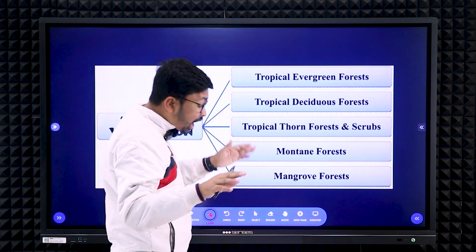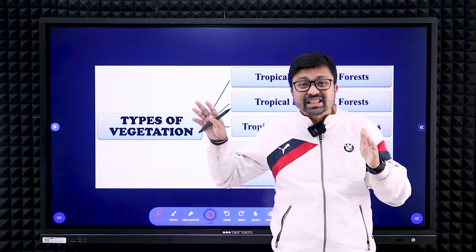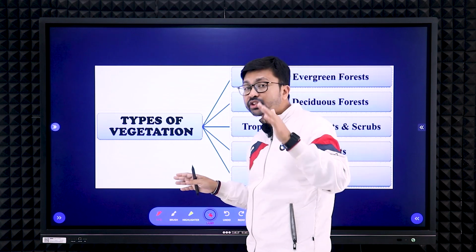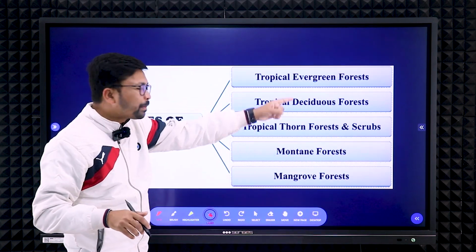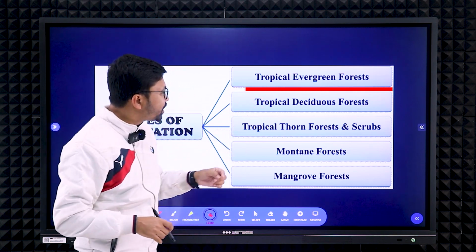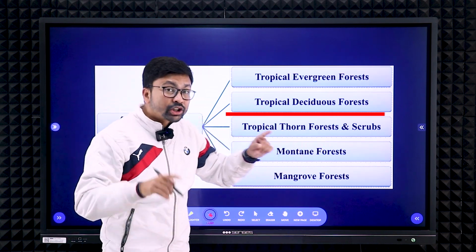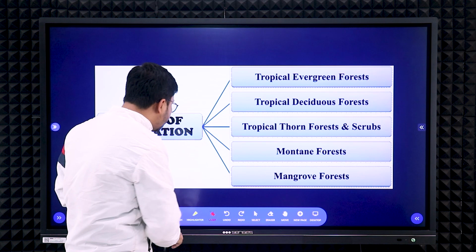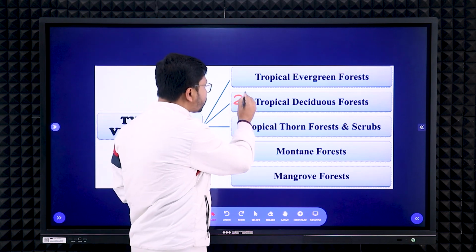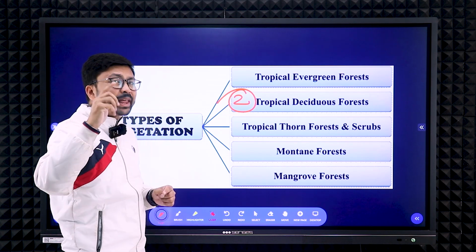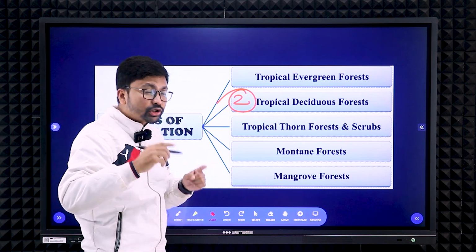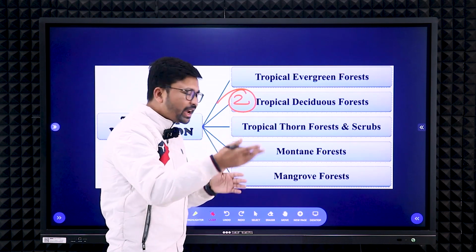Next is what? The types of vegetation. As I said, this is the very important part. Types of vegetation in India. We are getting mainly 5 types of vegetation. Tropical evergreen vegetation. Next, tropical deciduous. Tropical deciduous, as I said, is divided into 2 types. Which are those 2? That is the moist deciduous and dry deciduous. We'll discuss all those things in detail in the next slide.